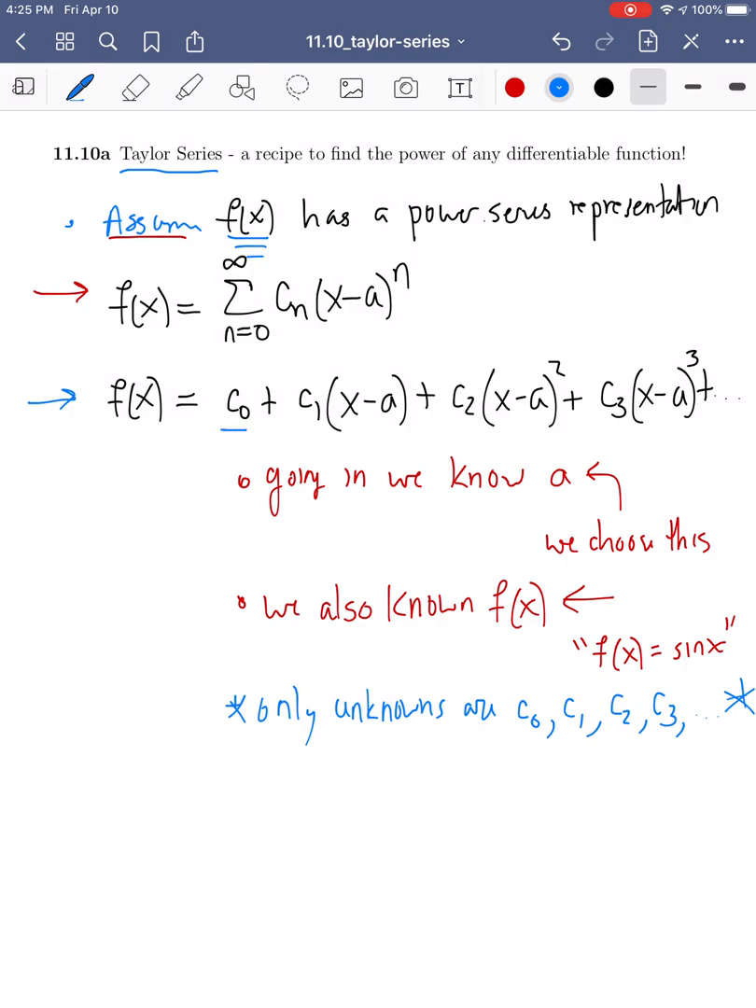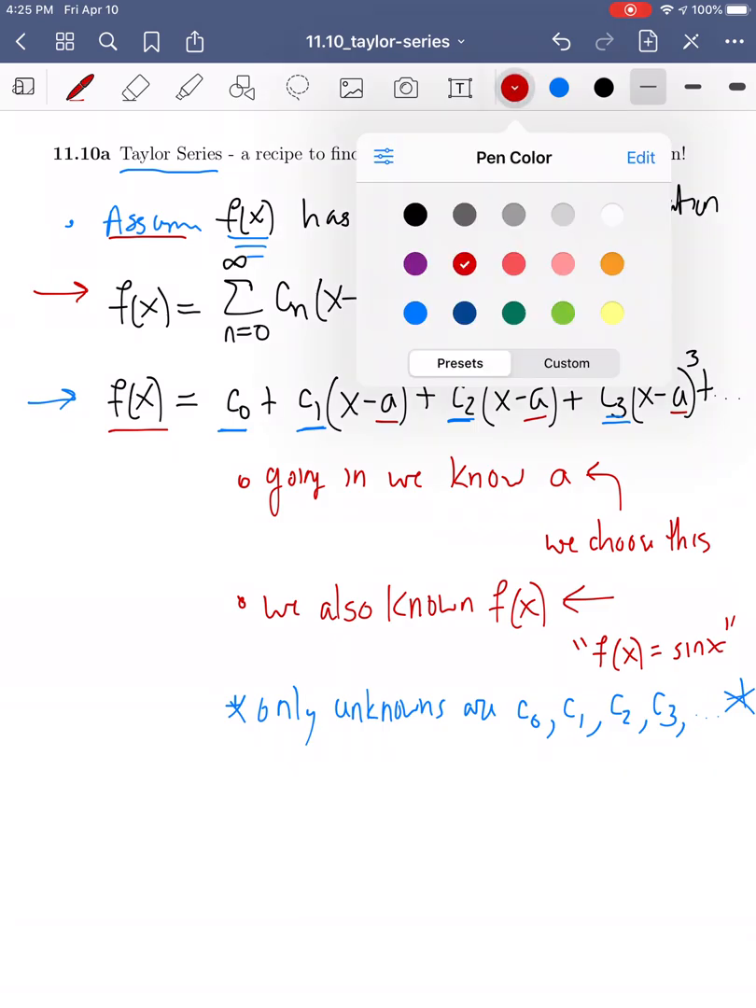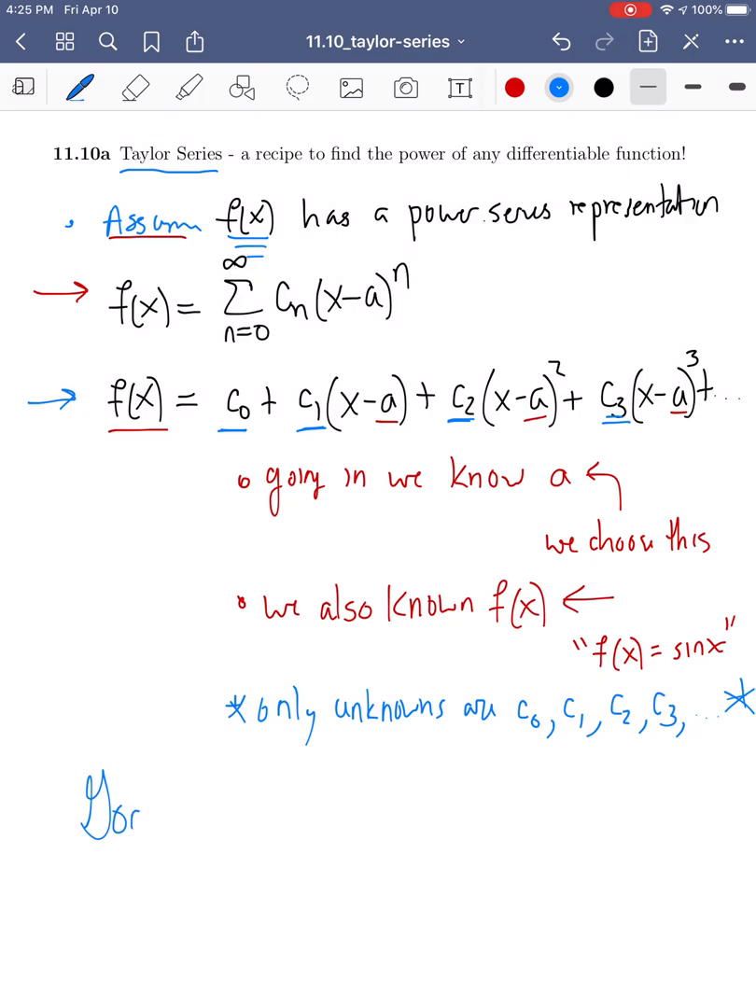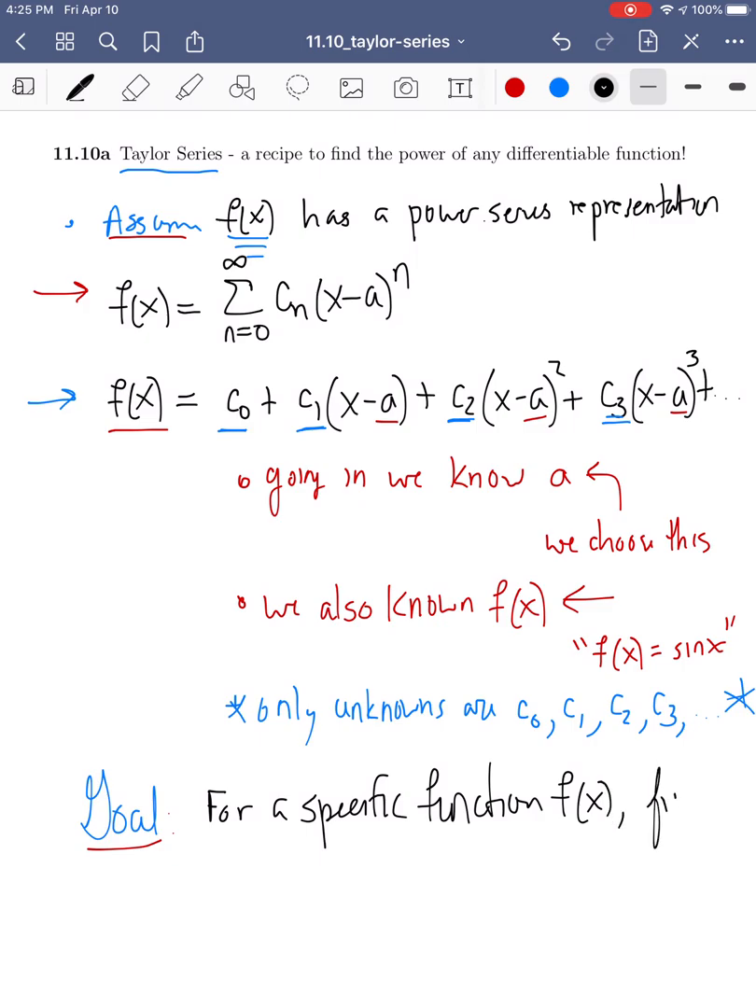So our whole job for Taylor series is figuring out how I can find the true value of c0, c1, c2, c3 for a particular function f of x centered at a particular a value. So our goal here is, for a function f of x, we want to find those c values.